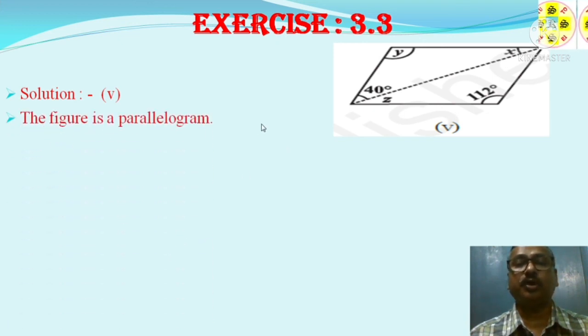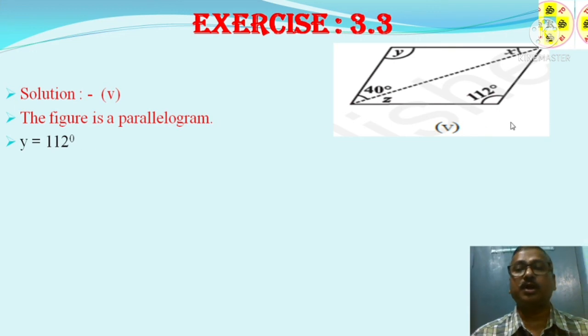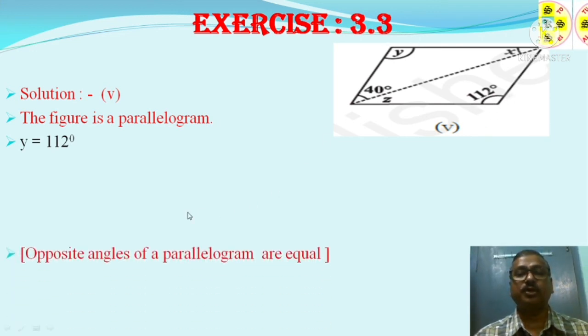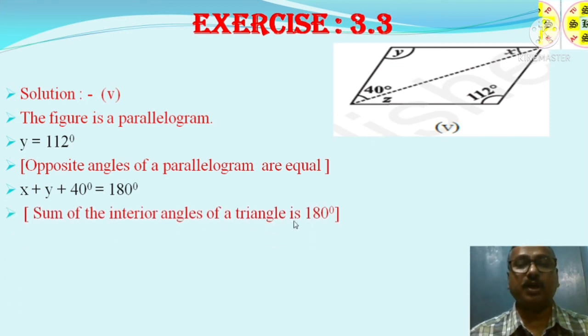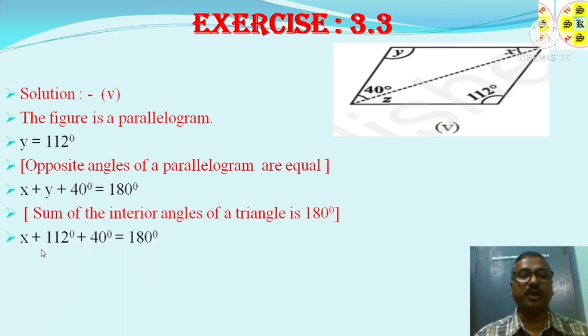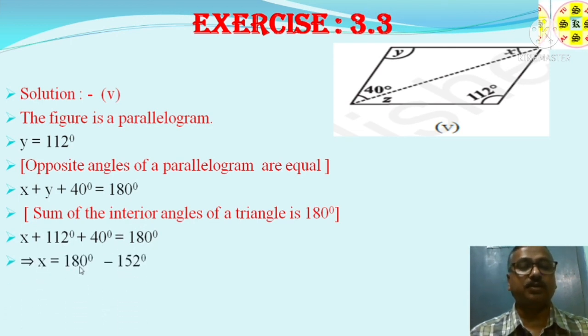The figure is a parallelogram. So now y equals 112 degrees. This angle and this angle are opposite angles of a parallelogram, which are equal. So this is 112. Now x plus y plus 40 equals 180 degrees. This is y, this is 40, plus this x, since z equals x. The sum of the interior angles of a triangle is 180 degrees, we can use this also. x plus y plus 40 equals 180 degrees. Already y is known, so we can find x. 112 plus 40 is 152. So x equals 180 minus 152. So x equals 28.